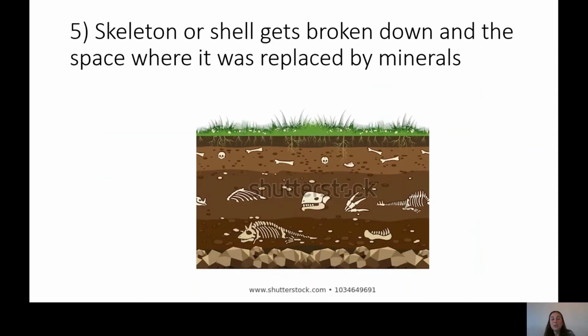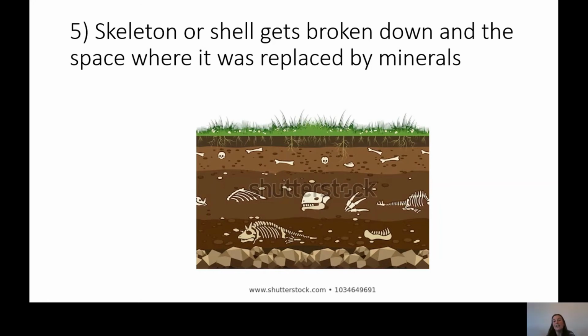Now, over even more time, the skeleton or shell gets broken down and the space where it was is replaced by minerals. And then these minerals harden. So instead of a bone of the skeleton, now we have rock minerals that have formed in that same place that the skeleton or shell was.